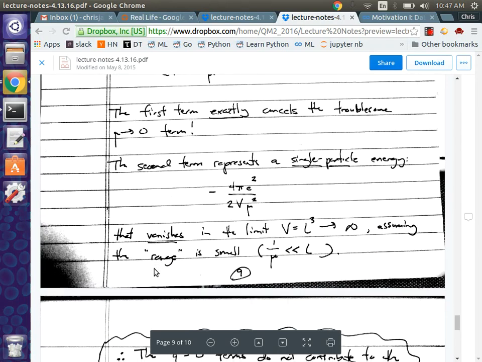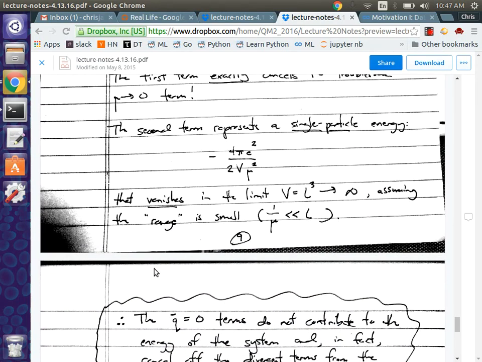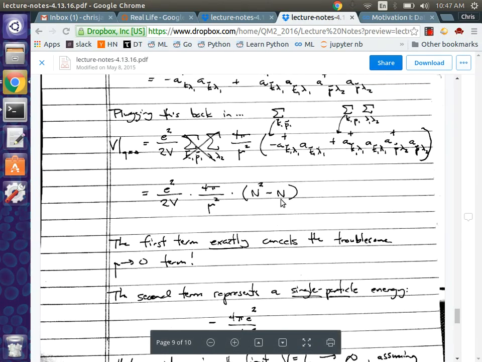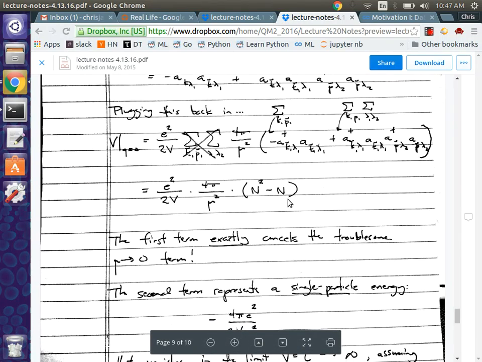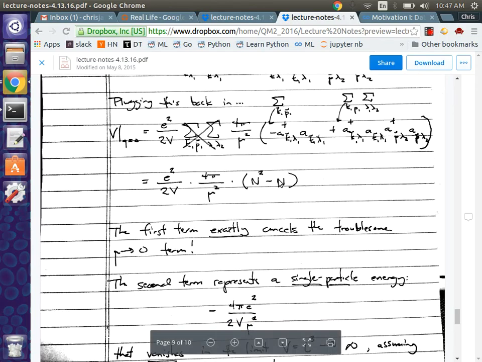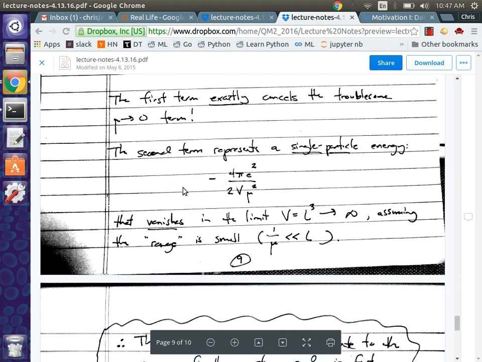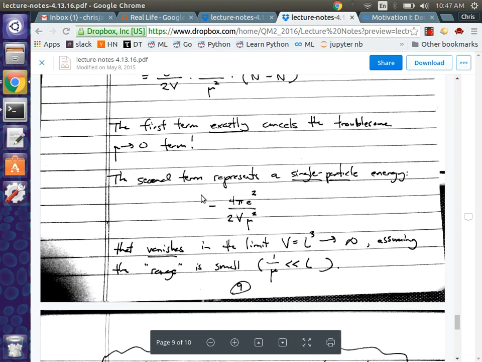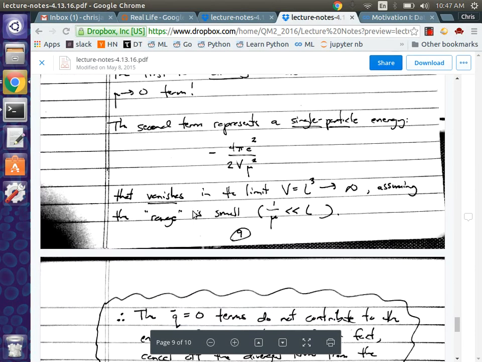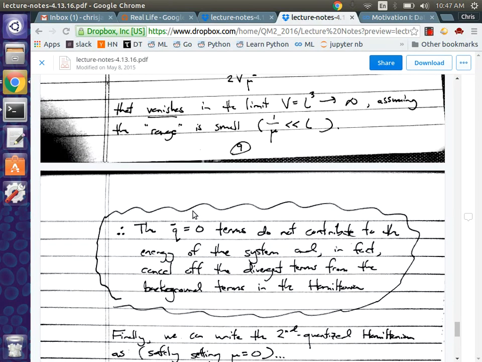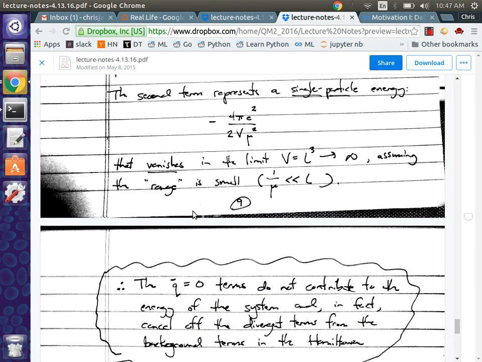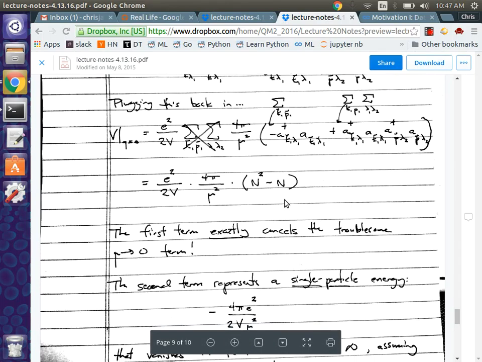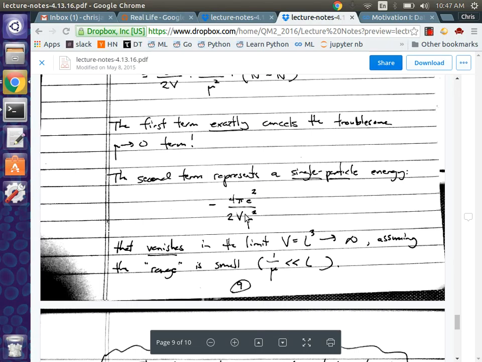And the second term, let's see, the second term, where is this guy? So this is a single particle interaction, right? And it's N over V. Let's see, it's a single particle interaction. Vanishes, is small. Let me see if I can remember the reasoning. Yeah. So here you're assuming.